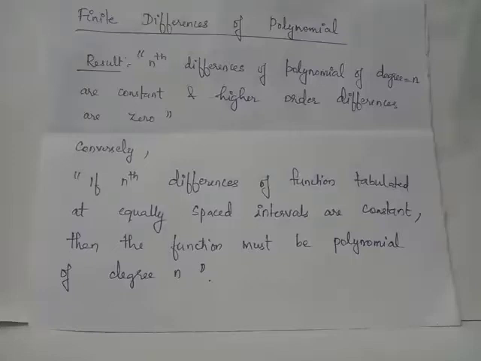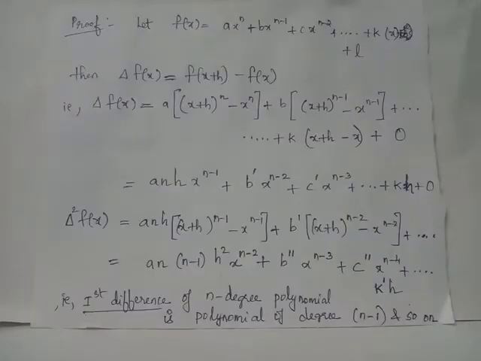Differences of nth degree polynomial. Nth differences of a polynomial of degree n will always be constant, and its higher order differences will always be 0. Conversely, if the nth difference of a function tabulated at equally spaced intervals is found to be constant, then you can conclude that the function will be a polynomial of degree n. Let's look at the proof of the result.